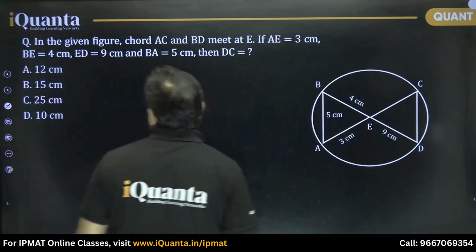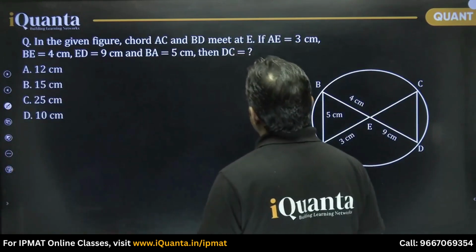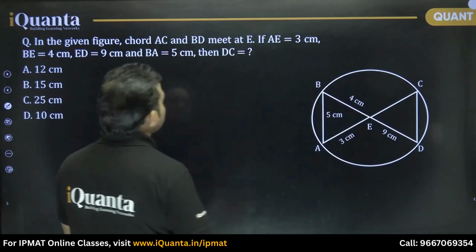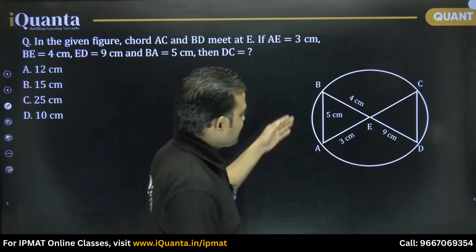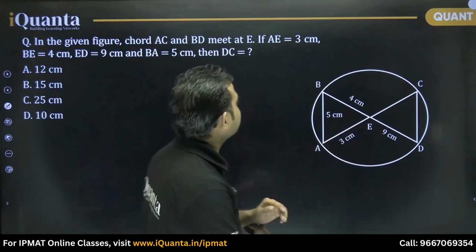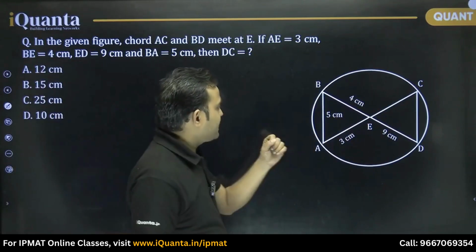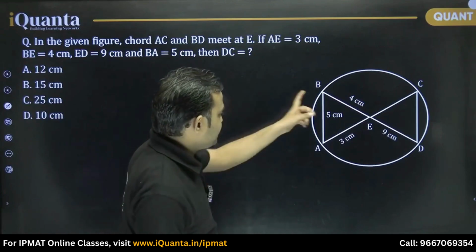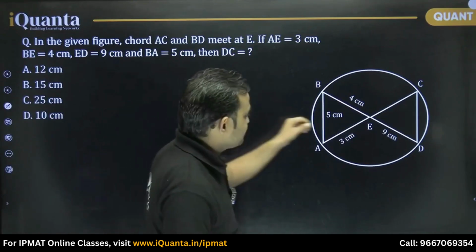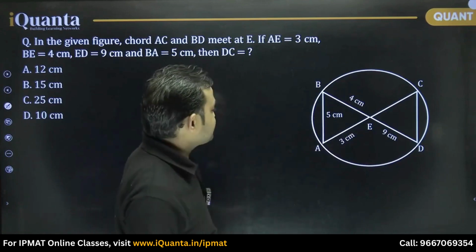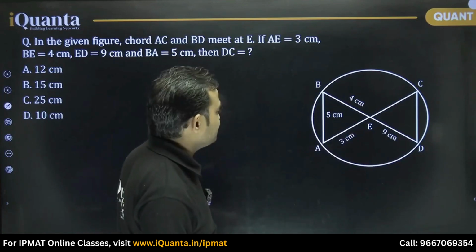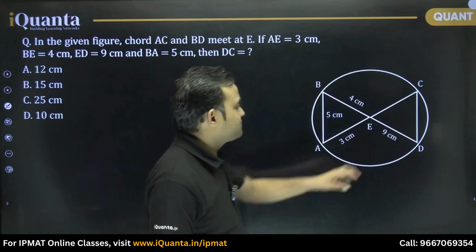Now next question, it says in the given figure, chord AC and BD meet at E. AC and BD meet at E. AE is equal to 3 centimeter, BE is given, ED is given, BA is equal to 5 centimeter. Then find the length of CD.